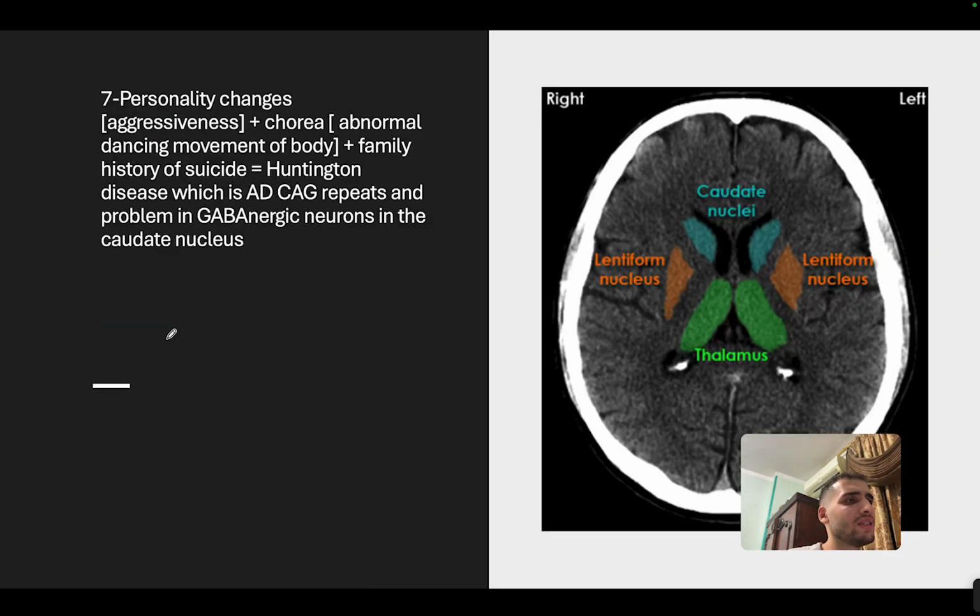Now, the next high yield thing is if you see personality change, most likely aggressiveness, with chorea, then you are talking about Huntington disease. Specifically, if they said there is also a family history of this, for example, in a psychiatric facility or from suicide or from whatever, then it would be Huntington disease. Now, Huntington disease is autosomal dominant. That's why it would present with family history. And it's one of the trinucleotide repeat disorders. It's a repeat in CAG, C-A-G.